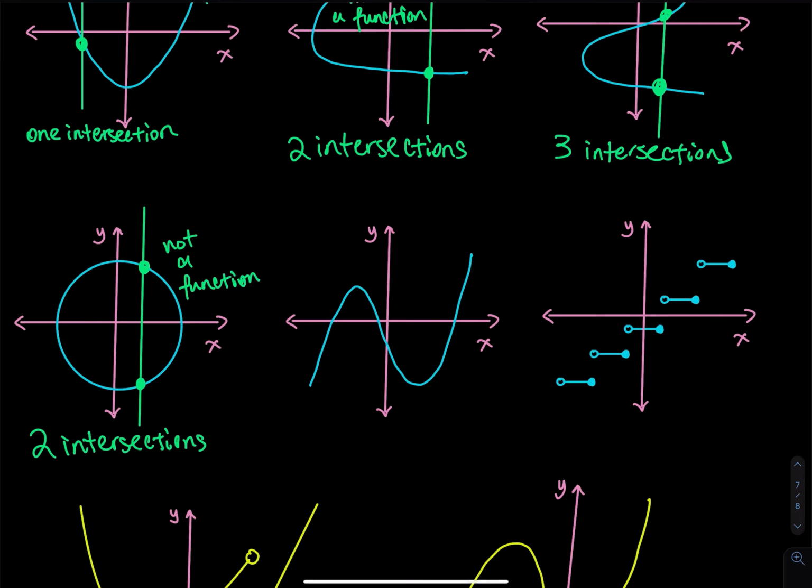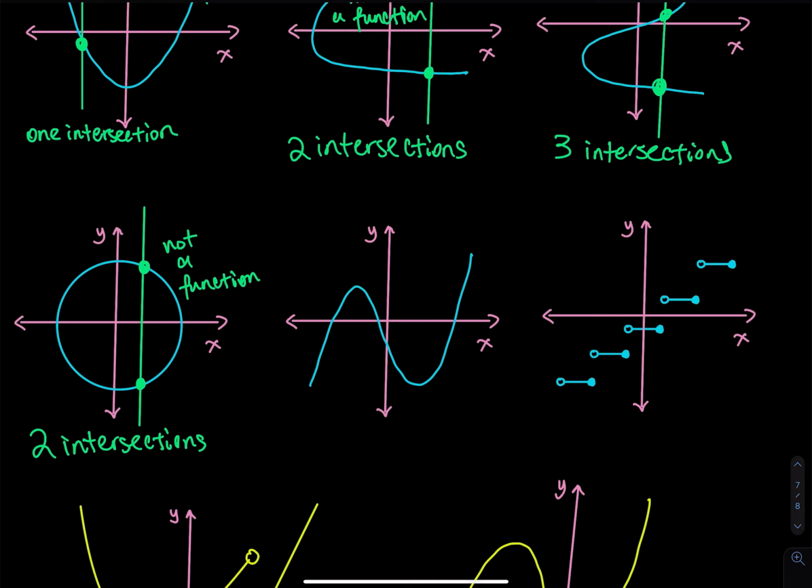Can I still write f of x? You can write f of x, but it doesn't mean that it is a function. So let's say you have f of x equals plus or minus the square root of x. That is a sideways parabola. A sideways parabola is not a function.